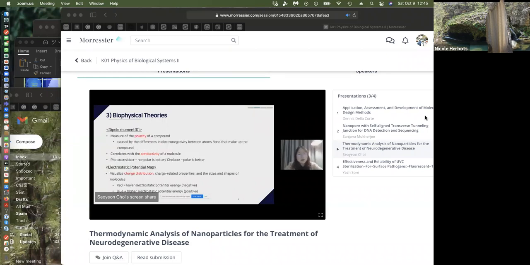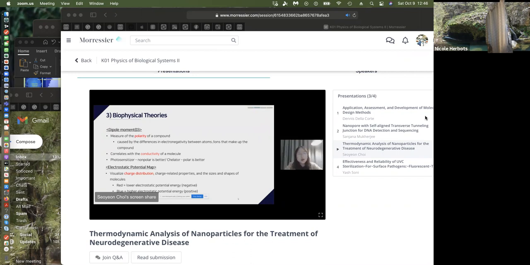Second is the dipole moment. It is the measure of the polarity of a compound caused by the differences in electronegativity between atoms or ions. It correlates with the conductivity of a molecule. In the case of photosensitizers, being nonpolar is better since it facilitates the movement of these molecules across the lipid membrane. In the case of chelators, being polar is better since they need to grab metal ions.